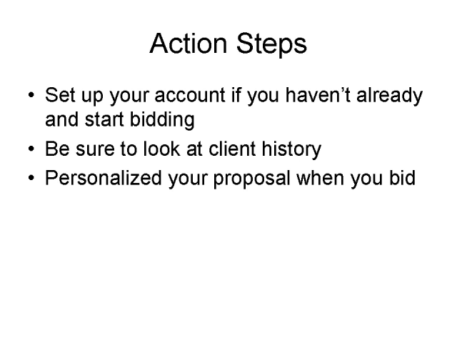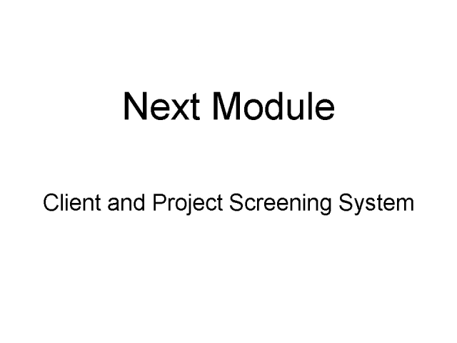So here are some action steps for this video. Set up your account if you haven't already and start bidding. Be sure to look at client history and personalize your proposal at least a little so that they know that you read their description. So this concludes the Quick Start module, and if you want, you can actually go ahead and set up your profile and start bidding and trying to get your first job.